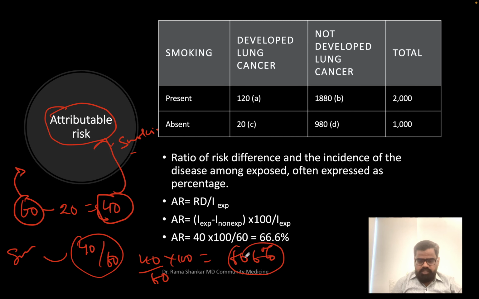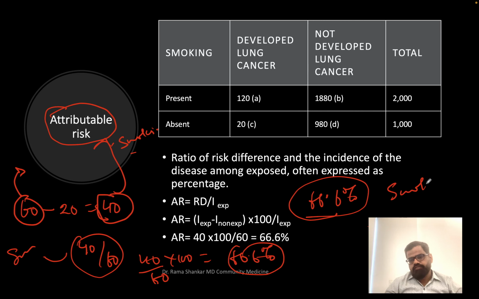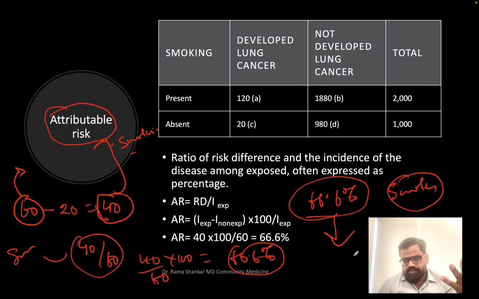What is this 66.6%? You are attributing lung cancer, and the reason for that lung cancer is smoking, 66%. And what is the other way of saying that? If you remove smoking as a risk factor, you will be able to reduce lung cancer by 66.6%. Why? Because the remaining 33.4% is due to some other reason, right? So if you remove smoking, you will reduce lung cancer by 66.6% in the exposed group, right? So this is attributable risk.